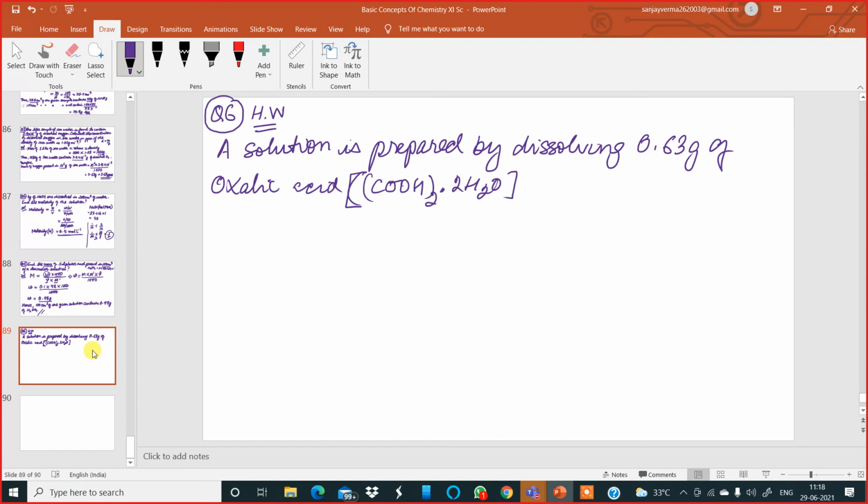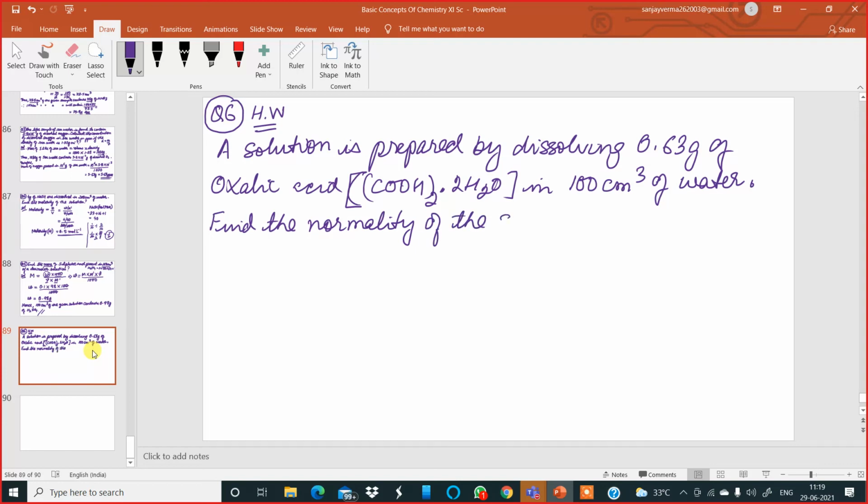A solution is prepared by dissolving 0.63 grams of oxalic acid in 100 centimeter cube of water. So the question says, find the normality of the solution. This is the question.